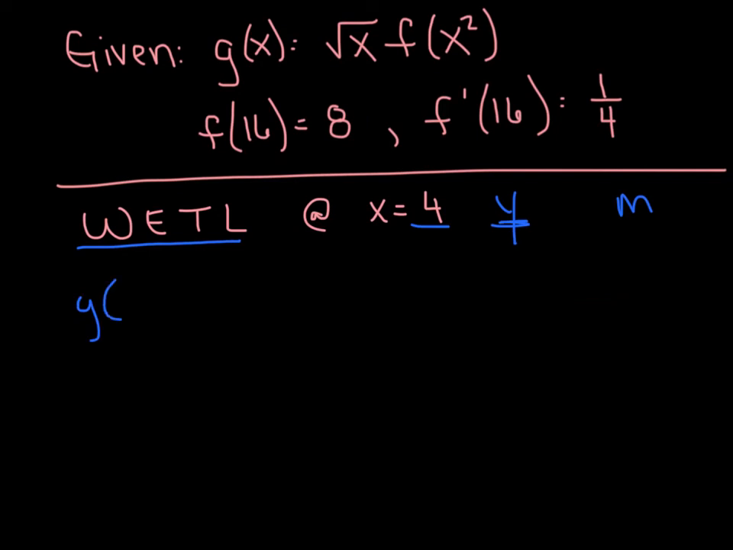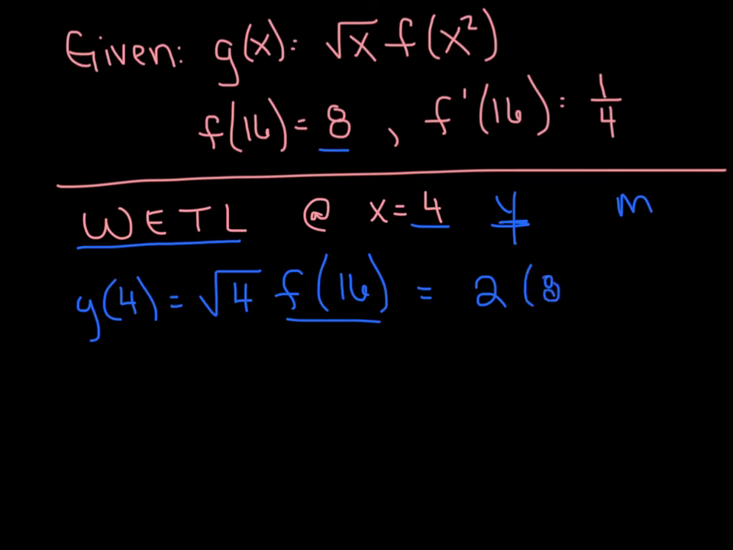So g of 4 is going to be the square root of 4 times f of 4 squared, which turns out to be 2 times, and then f of 16 was that 8 that they gave me. And so we'll say 16 is my y value that I'm going to need later on.